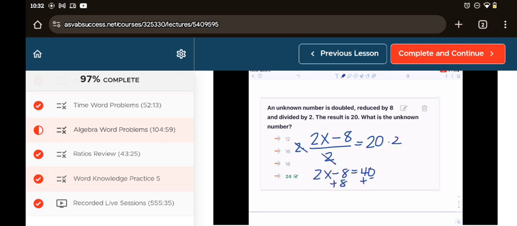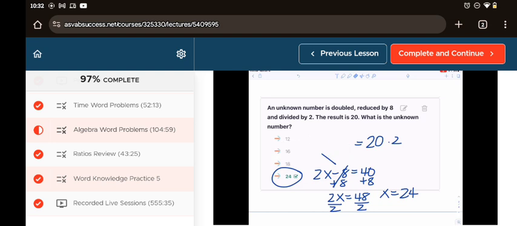So here I'm going to multiply by 2 to get rid of this fraction. 2x minus 8 equals 40. I'm going to add 8, so I can cancel this out. 2x equals 48. And I'm going to divide by 2 to isolate the x, and I get x equals 24. Okay, that was an easy one. Let's go ahead and move on.